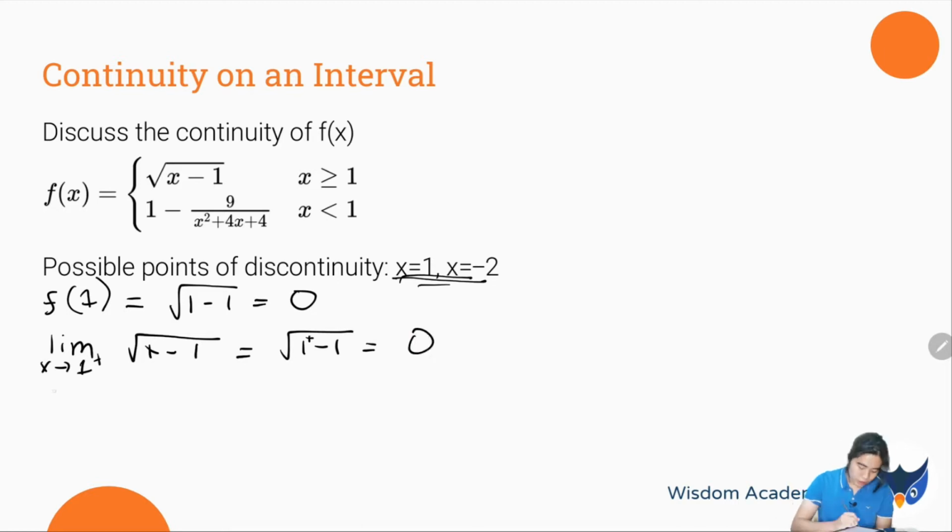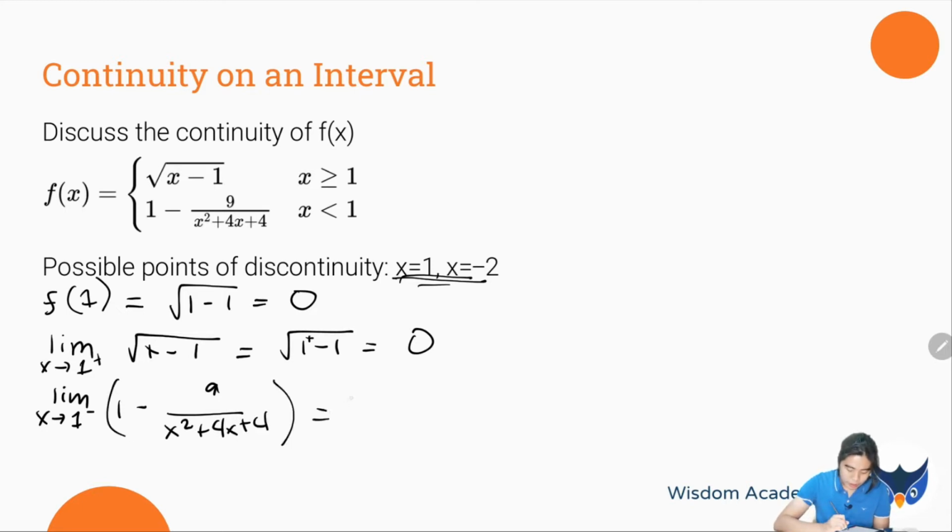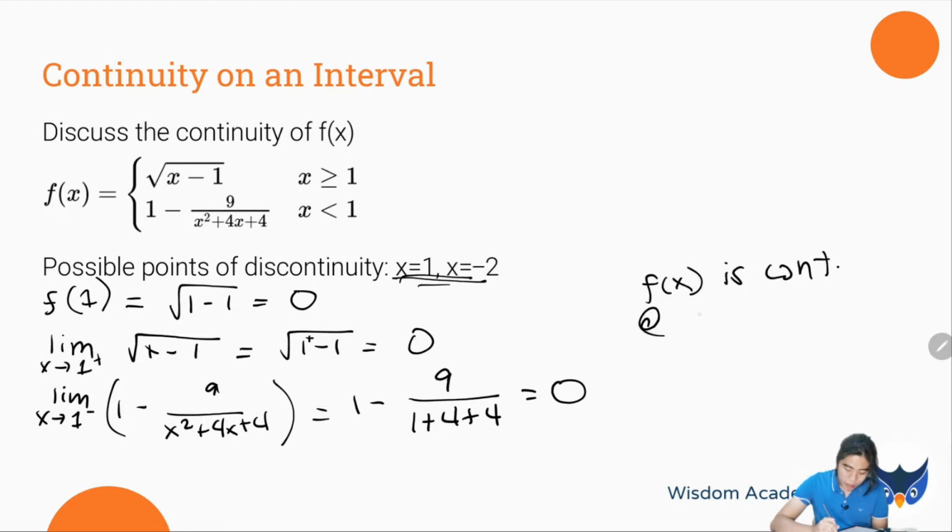So, 0. From the left naman, limit as x approaches 1 from the left. So, 1 minus 9 over x squared plus 4x plus 4. So, we will find the limit here. So, direct substitution lang. 1 minus 9 over 1 plus 4 plus 4. So, this will be 1 minus 1, 0. So, f of x is continuous at x is equals to 1.